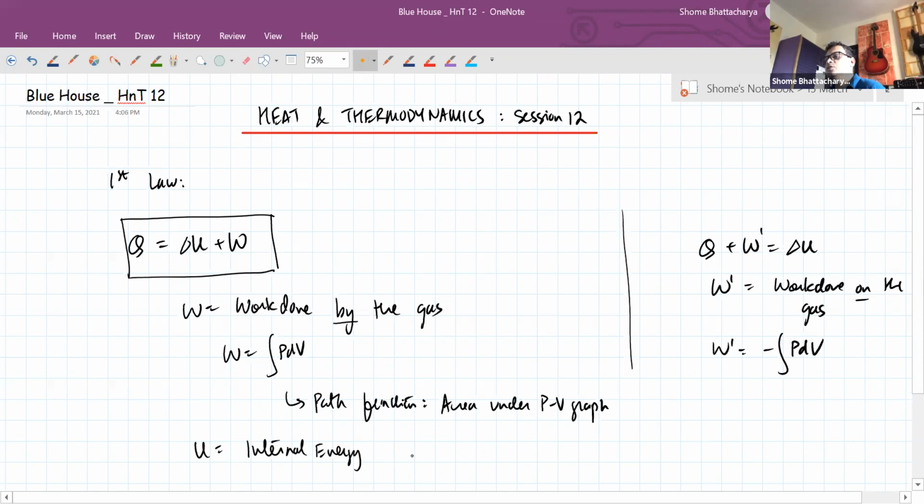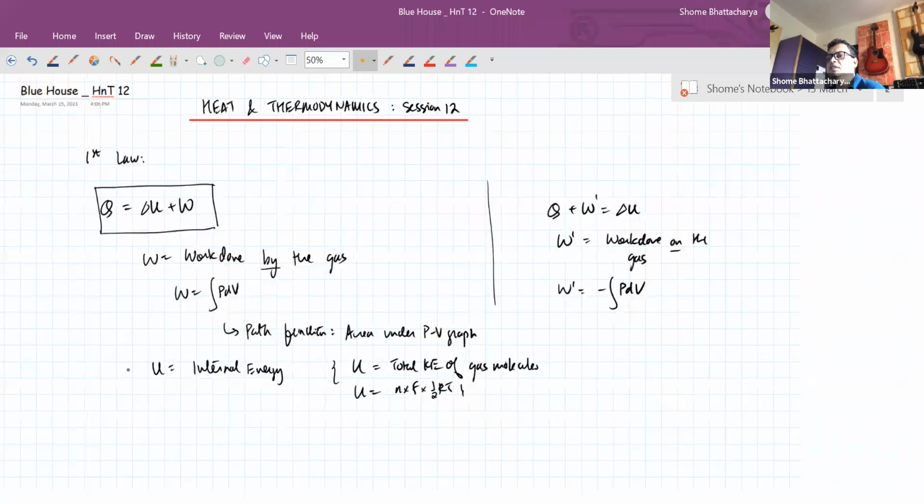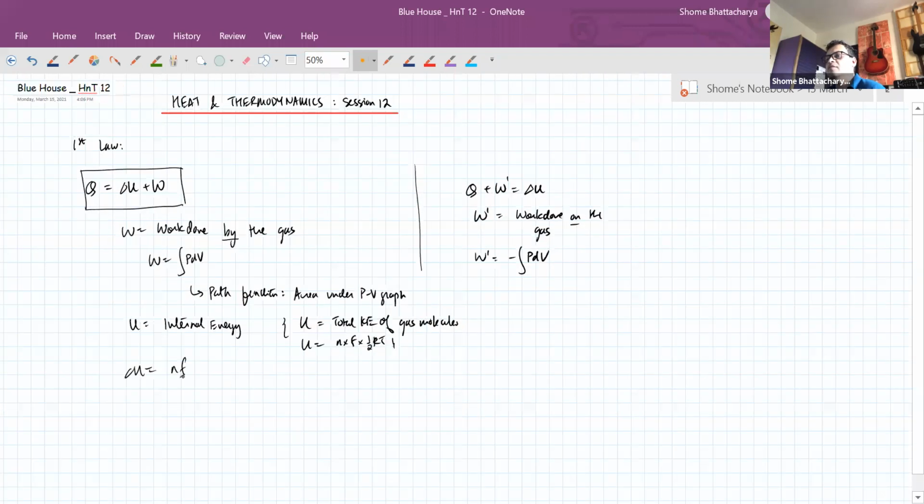And from kinetic theory of gases, we have understood that internal energy is the total kinetic energy of gas molecules. So these are things that you're familiar with, I'm just doing a quick recap. So it is number of moles into number of degrees of freedom into 1 by 2 RT. That is why in any thermodynamic process, we can define the change in internal energy delta U as nf by 2 R delta T. And as you can see, it depends on only one parameter changing, which is the temperature. So this becomes what we call a state function or path independent function.